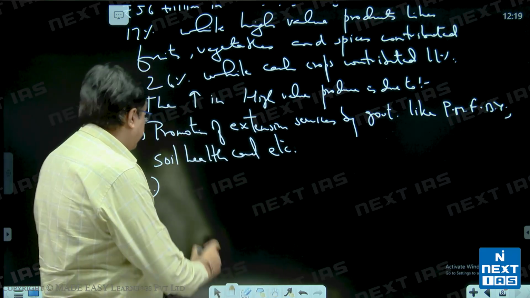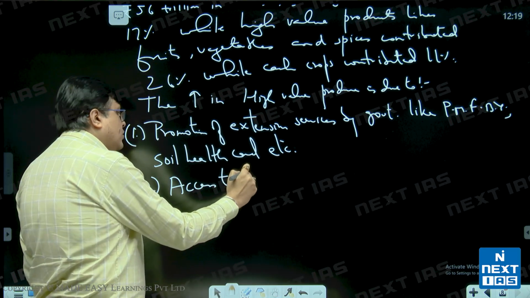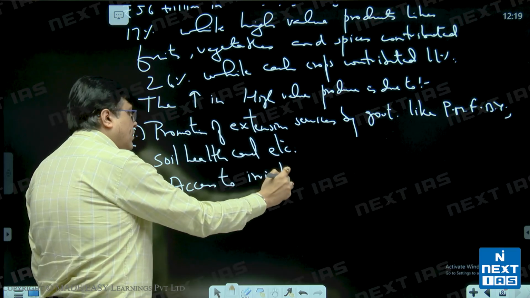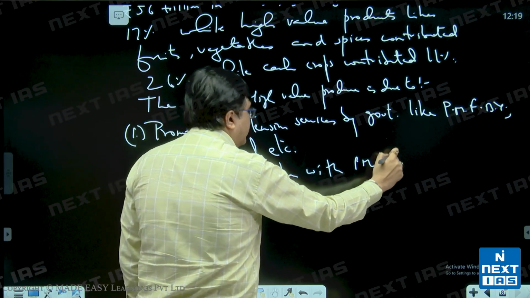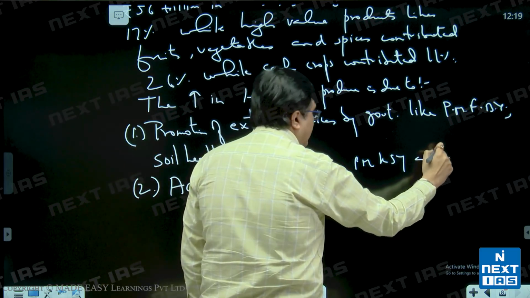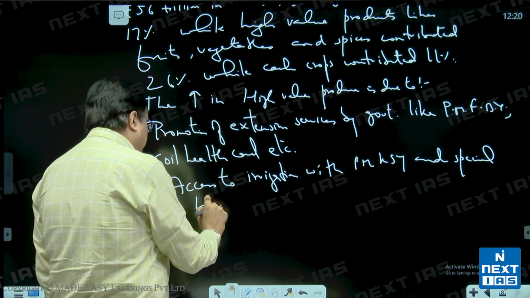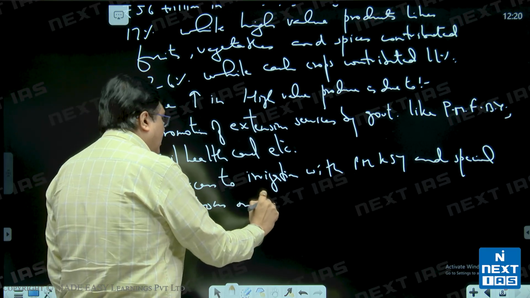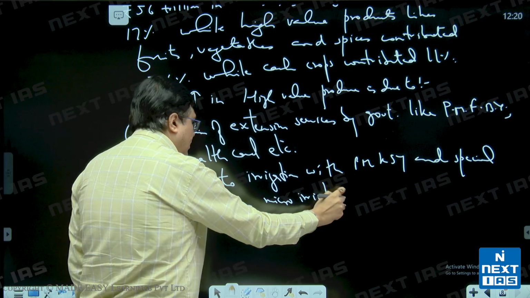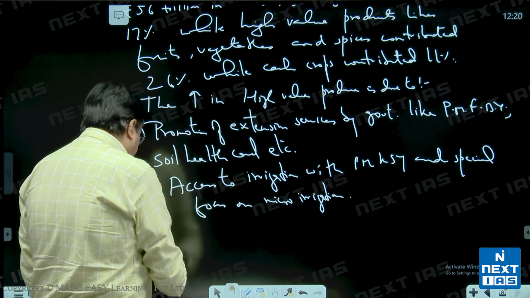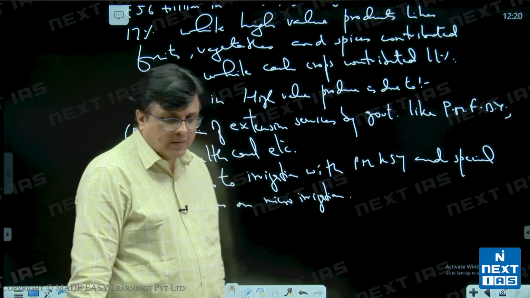Second, access to irrigation with PM Krishi Sinchai Yojana and special focus on micro irrigation. Third, so this is again something where infrastructure has helped.